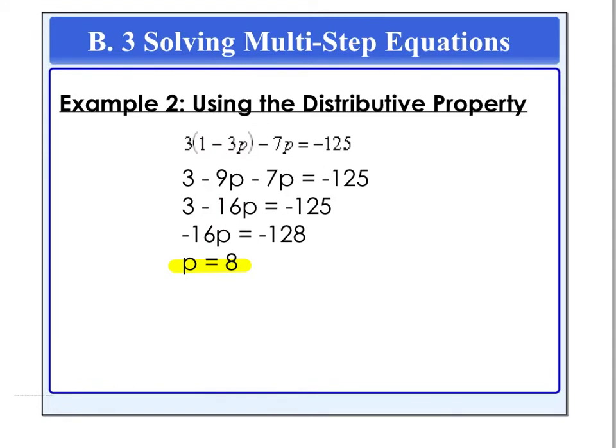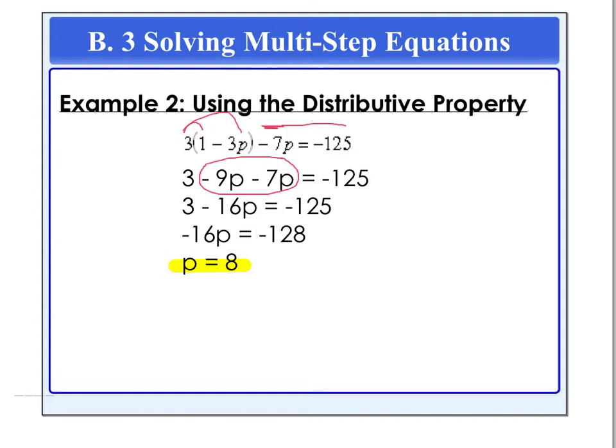Here's an example with the distributive property, and the rule is you always want to distribute first. So 3 times 1 gives us 3, 3 times 3p gives us 9p, there's a minus sign in between, minus 7p, we transferred over what's written up here, equals 125. Perfect. Now, just like before, we're going to combine our like terms, so we can combine these two together. Negative 9p minus 7p is going to give us negative 16p.